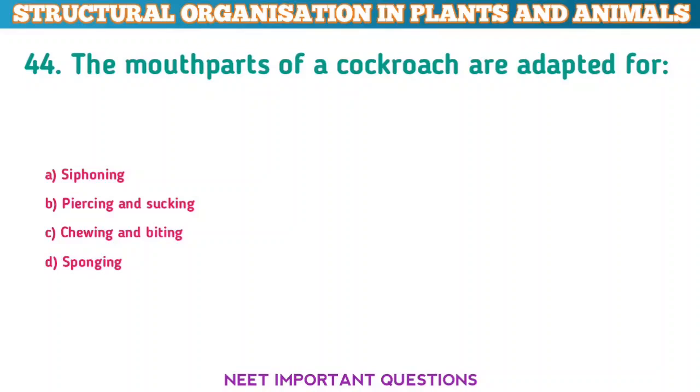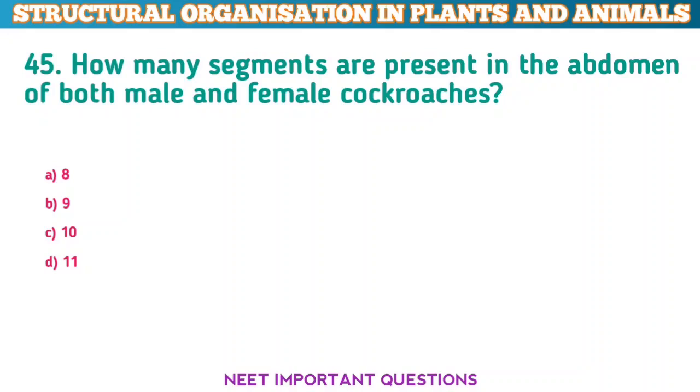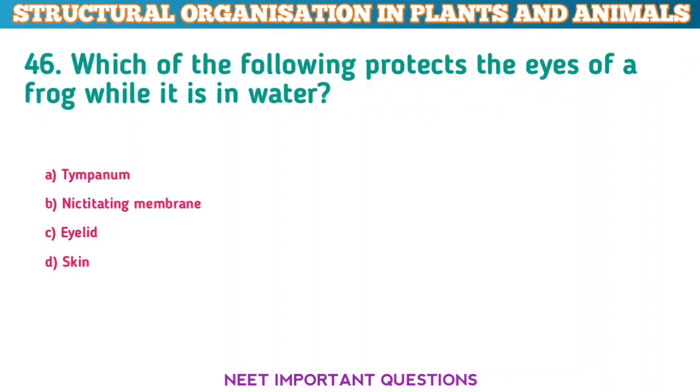44. The mouthparts of a cockroach are adapted for. Answer. C. Chewing and biting. 45. How many segments are present in the abdomen of both male and female cockroaches? Answer. C. 10. 46. Which of the following protects the eyes of a frog while it is in water?